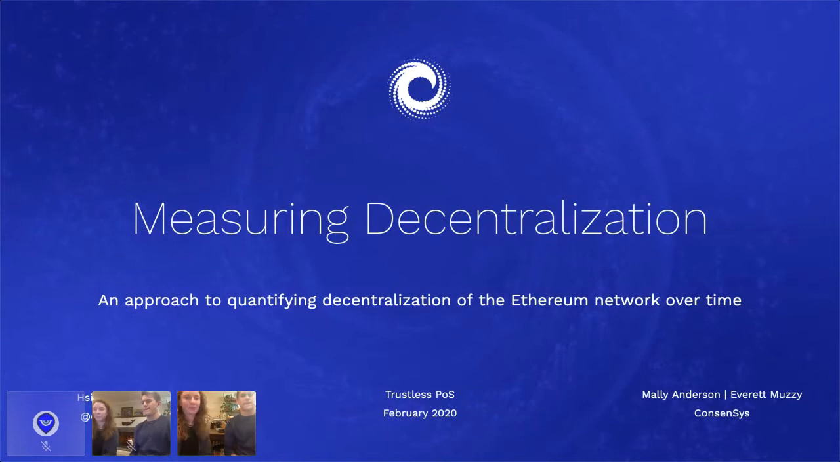Okay. Hey, so as Shinju said, my name is Everett. I'm a researcher and a product marketer at ConsenSys. And I'm Mally, and I'm a writer at ConsenSys. Thanks again, Shinju, for asking us to talk to all of you at Trustless. And as she said, we've presented these concepts twice so far at DevCon in Osaka and at Coinbase. And Shinju asked us to angle this presentation today toward the Ethereum network's migration to proof of stake. But mostly we're going to be talking about Ethereum 1.0.